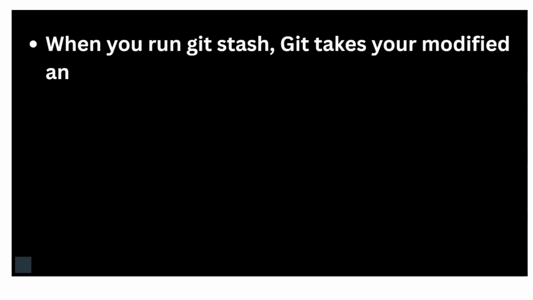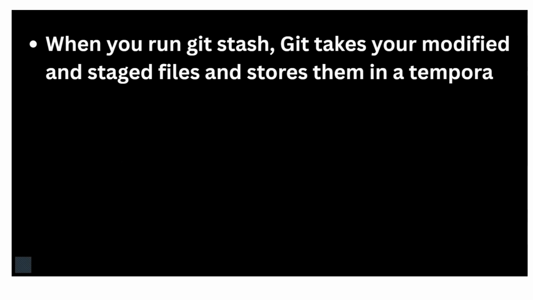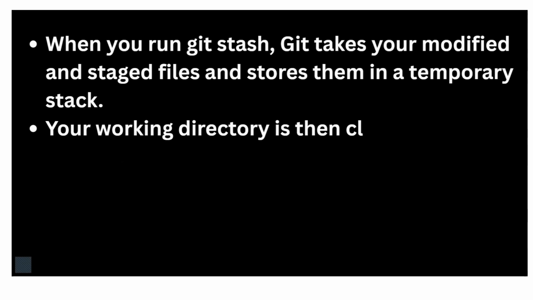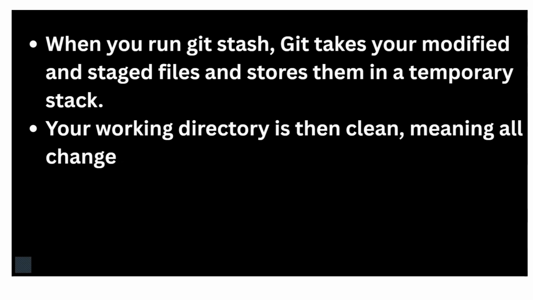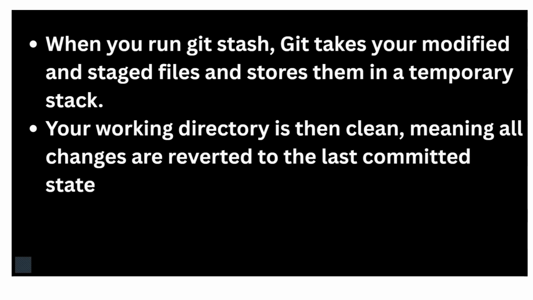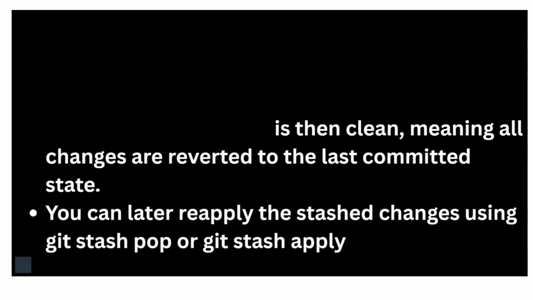When you run Git Stash, it takes your modified and staged files and stores them in a temporary state. So your working directory is clean now, meaning that all changes are reverted to the last committed state. So you can later reapply the stashed changes using Git Stash pop, or you can use Git stash apply as well. Okay, let's see some common Git Stash commands.